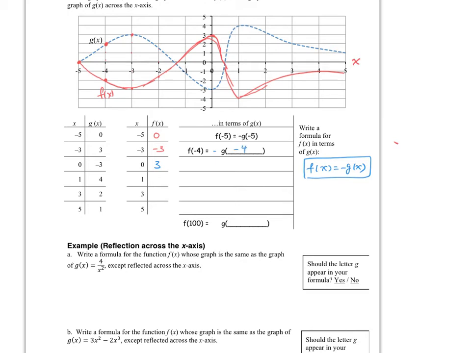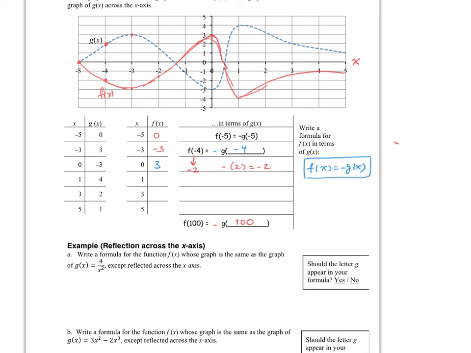We can check that. If x is -4, the value for f is -2. So this is -2. But the value for g when x is -4 is 2. So this is -2, so it will give you -2. So that's how we know that this is correct. Therefore, f of 100 is going to be the same thing as minus g of 100. So these two have to be the same, and this will be negative.